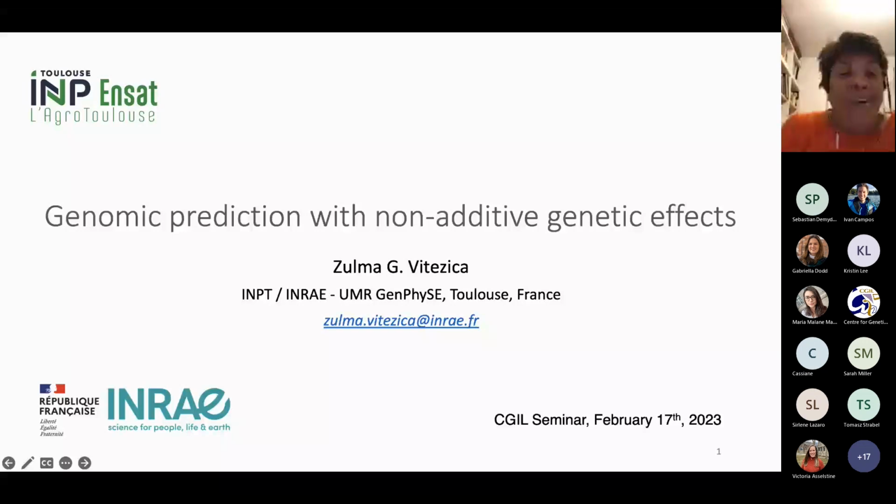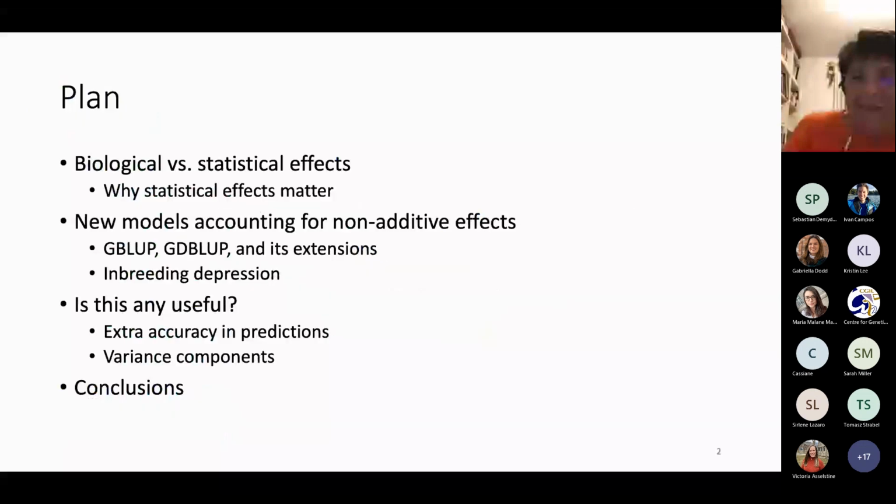And so I will talk about genomic prediction with non-additive genetic effects. Let me start with the plan. I will talk about what the biological and statistical effects are. Then we will see the new models that account for non-additive effects. Then we will see if they are useful or not. And then I will show you some conclusions.